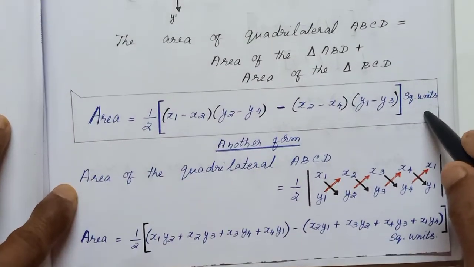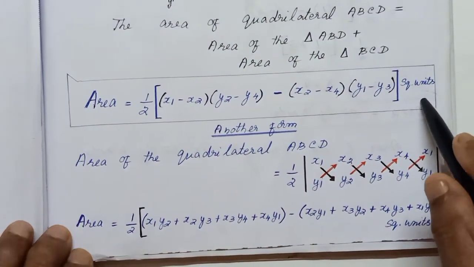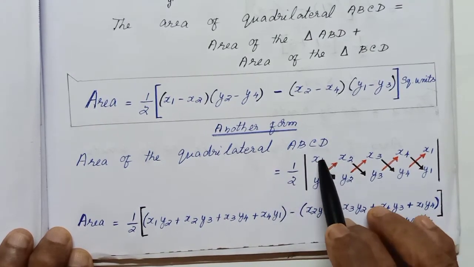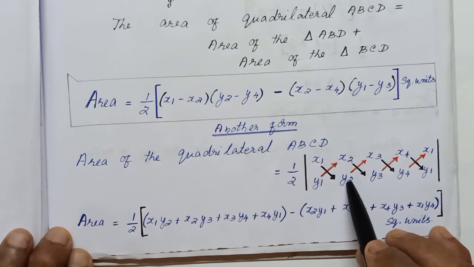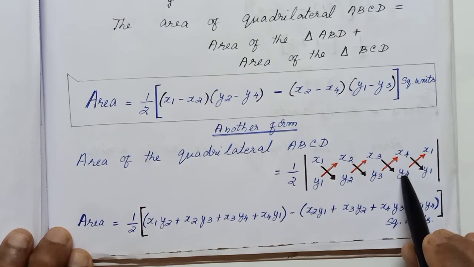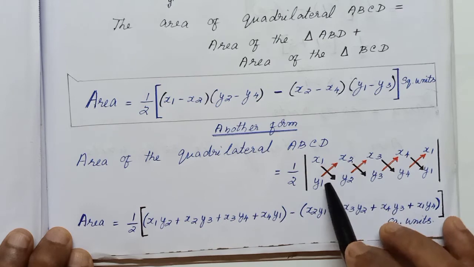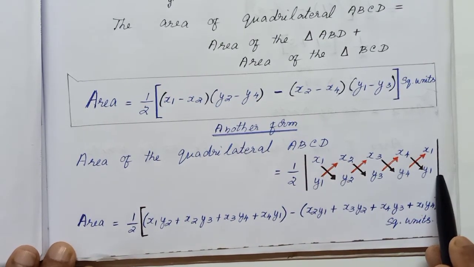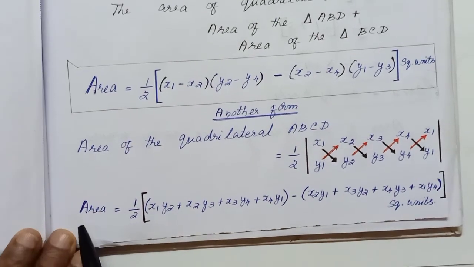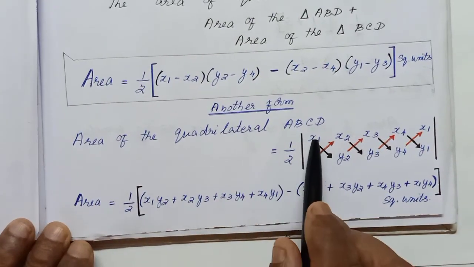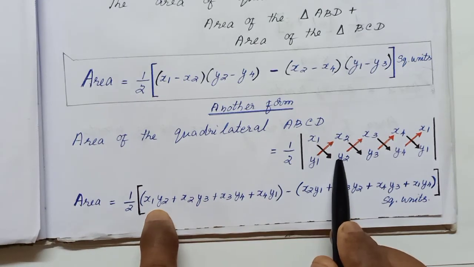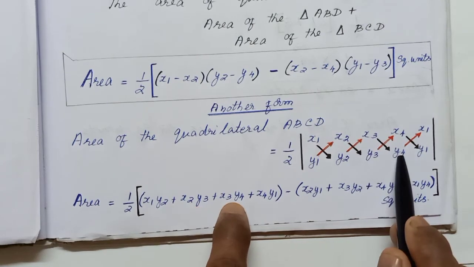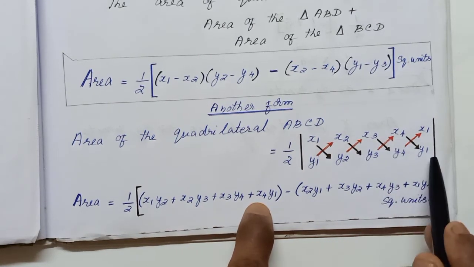We have another simple method, the cross multiplication method. The other form, the area of the quadrilateral ABCD, is 1 by 2. You put x1 y1, x2 y2, x3 y3, x4 y4, then again x1 y1. You put it as a modulus or whatever. Then the area equal to 1 by 2 of x1 y2 plus x2 y3 plus x3 y4 plus x4 y1.